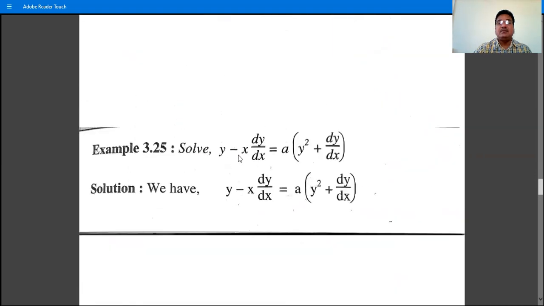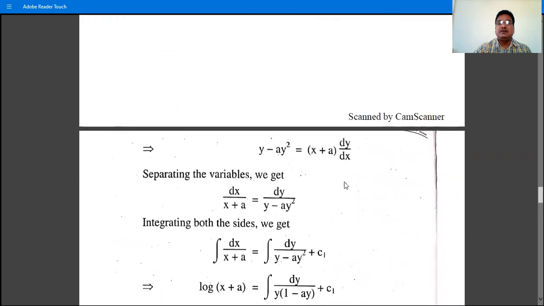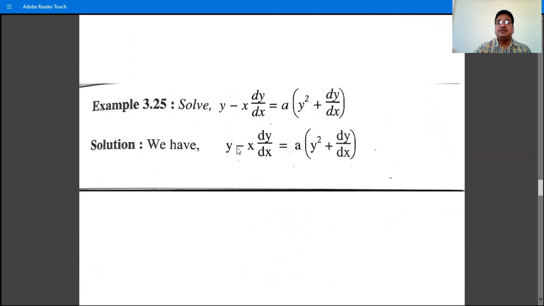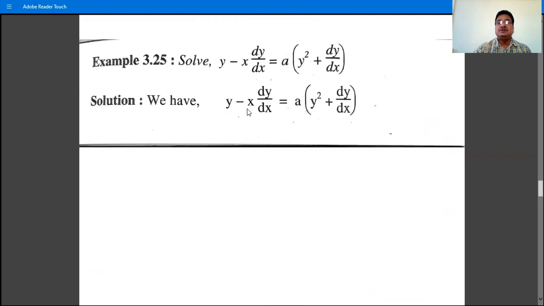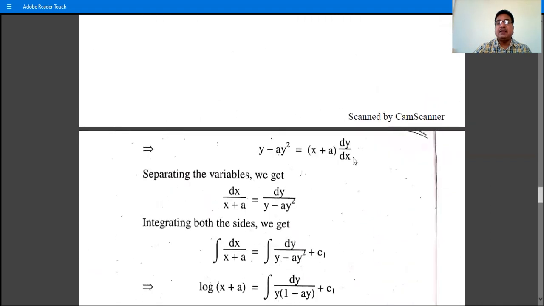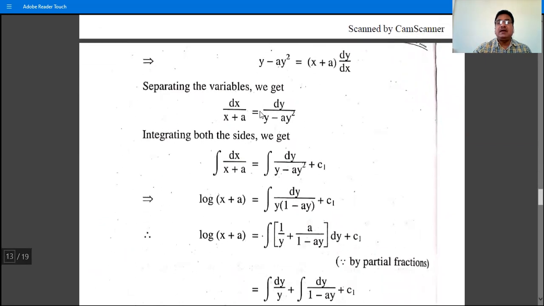See this example: y minus x dy by dx is equal to a y square plus dy by dx. So this is the example we have. After separating, shift this quantity minus x dy by dx to the RHS. So it is a dy by dx plus x dy by dx, and shift this a y square to the LHS. So y minus a y square. Then take dy by dx as common, and then separate the variables. So shift this dx to the LHS, x plus a to the LHS. So it becomes 1 by (x plus a) dx, and this becomes 1 by (y minus a y square) dy. So this is now in the variable separable form.